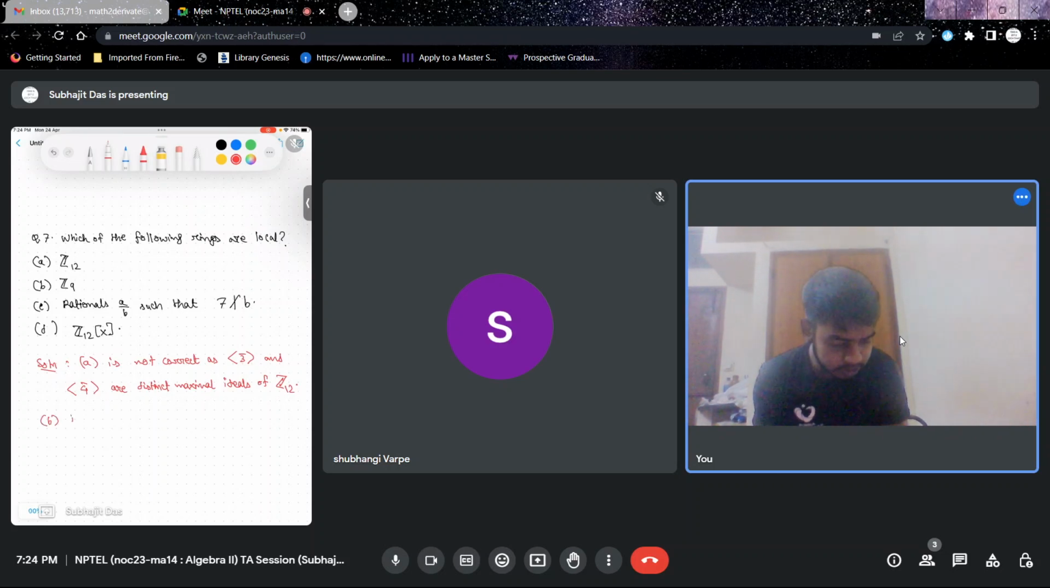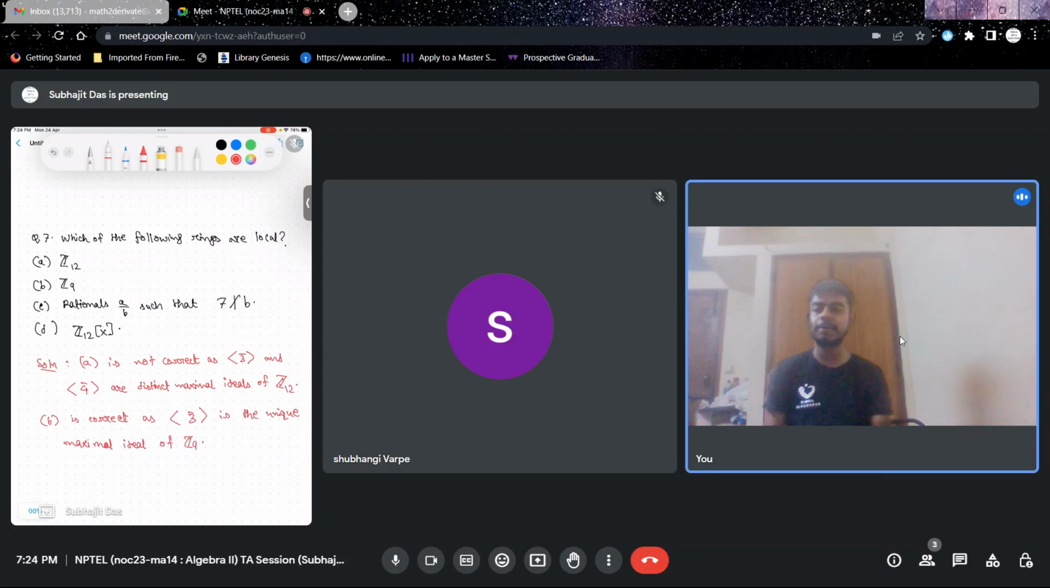What about option B? It's Z9, and option B is correct, as the ideal generated by the class of 3 is the unique maximal ideal of Z9. Why is it maximal? Because if you take the quotient of Z9 by the ideal generated by the class of 3, you get Z3, which is a field, right? So this is the only maximal ideal of Z9. There are no other ideals other than this.